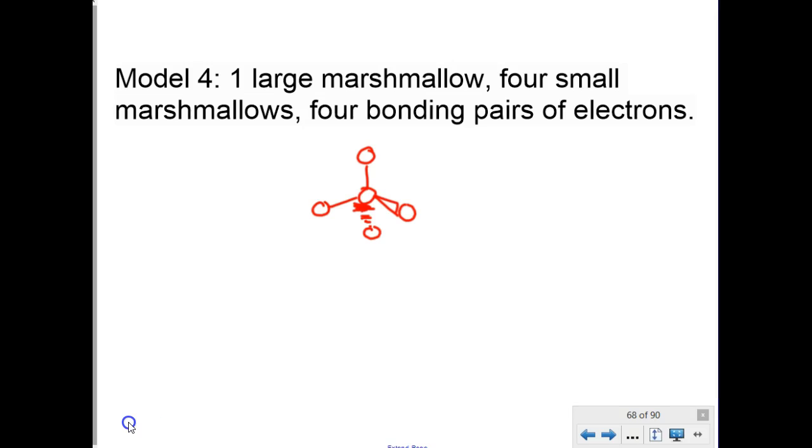How many atoms do we have in our model? 5. Number of electron pairs? 1, 2, 3, 4. Are these lone pairs or bonding pairs? They're bonding pairs. Attempt to sketch. What is the bond angle?